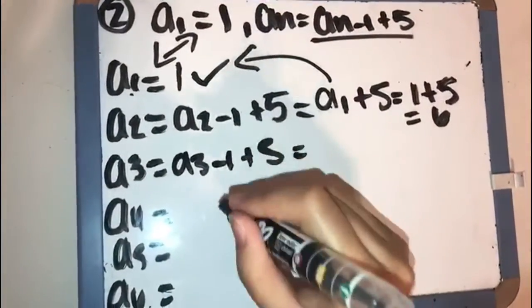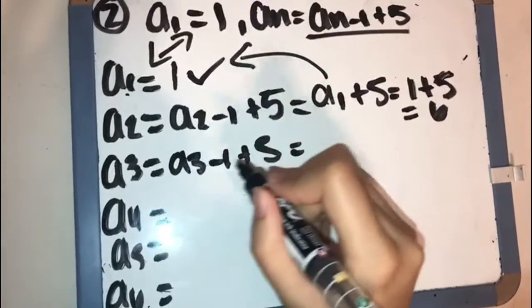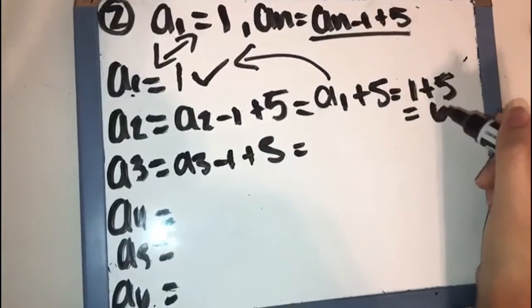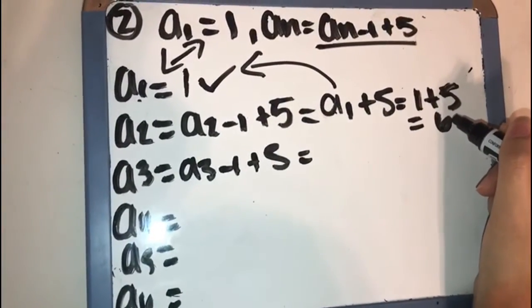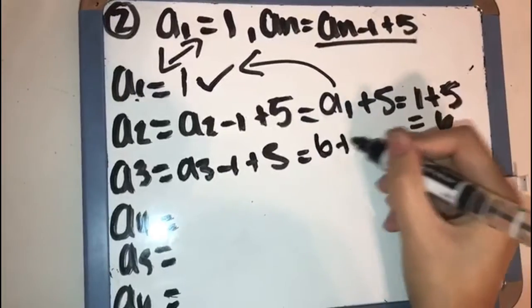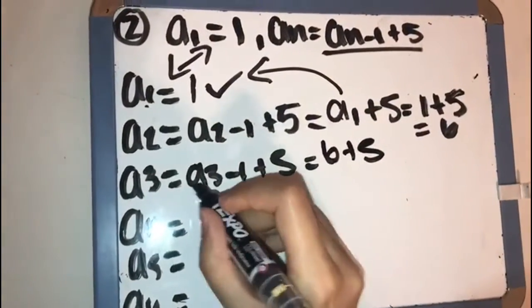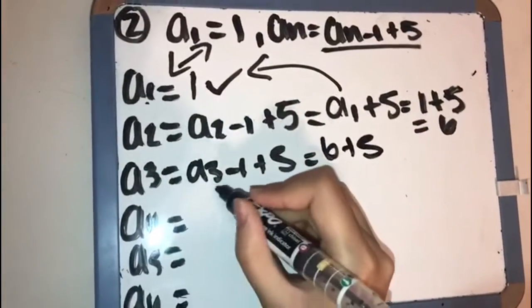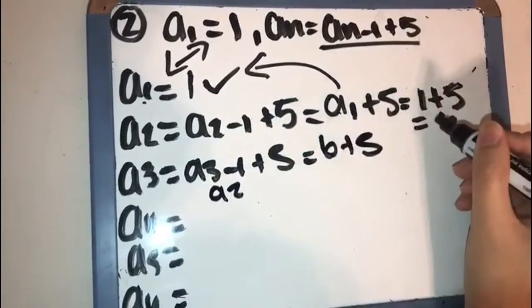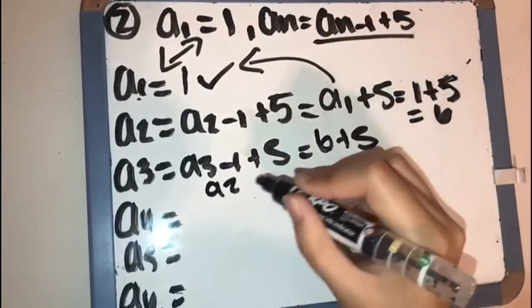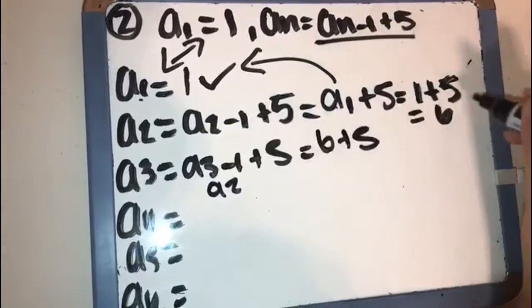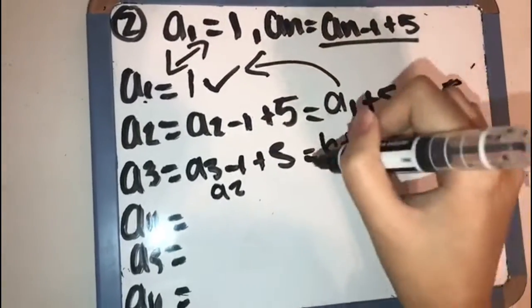So A3 minus 1 is A2. A2 was 6, right? So then it would be 6 plus 5. And I see what I did there. Now A3 minus 1 is 2, so it would be equal to A2. A2 was equal to 6, which means we substitute A2 from here.